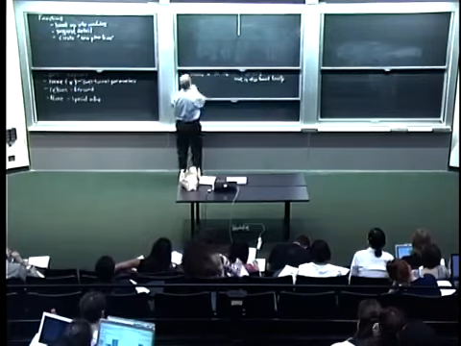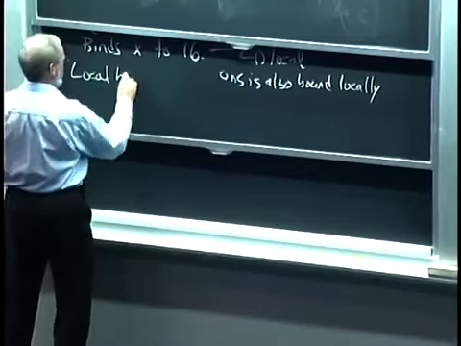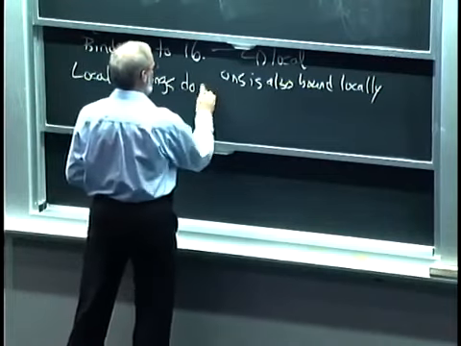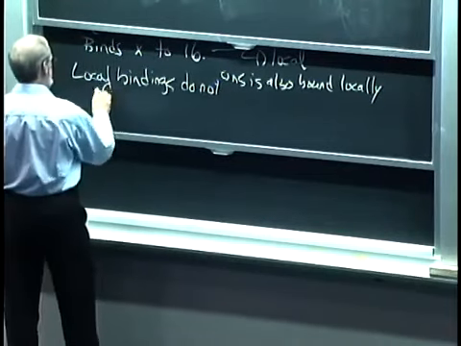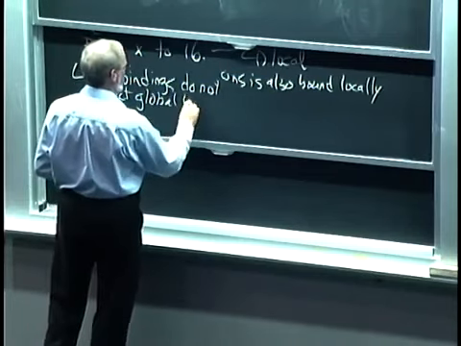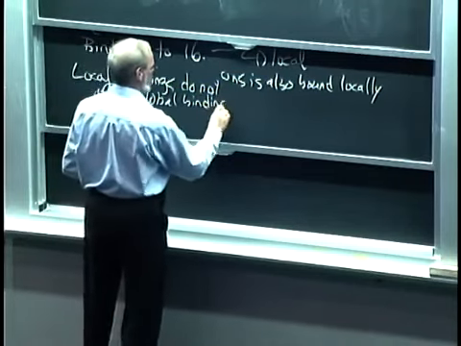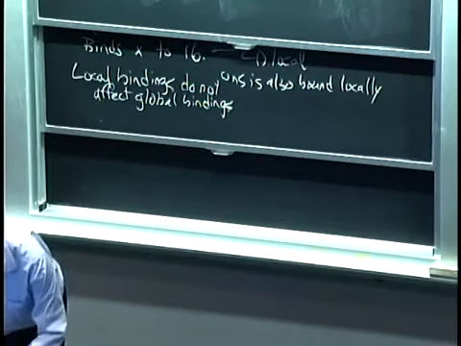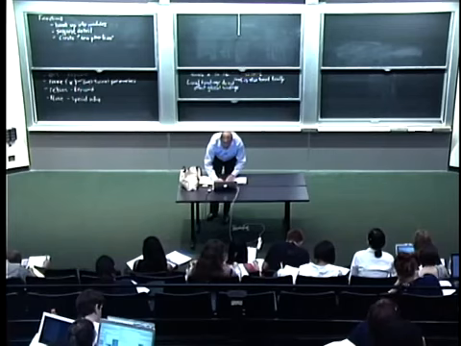And I'm going to repeat this a second time because it's important. These local bindings do not affect any global bindings. Now, what does that mean? Well, let me show you a little example, and then we'll come back to this.